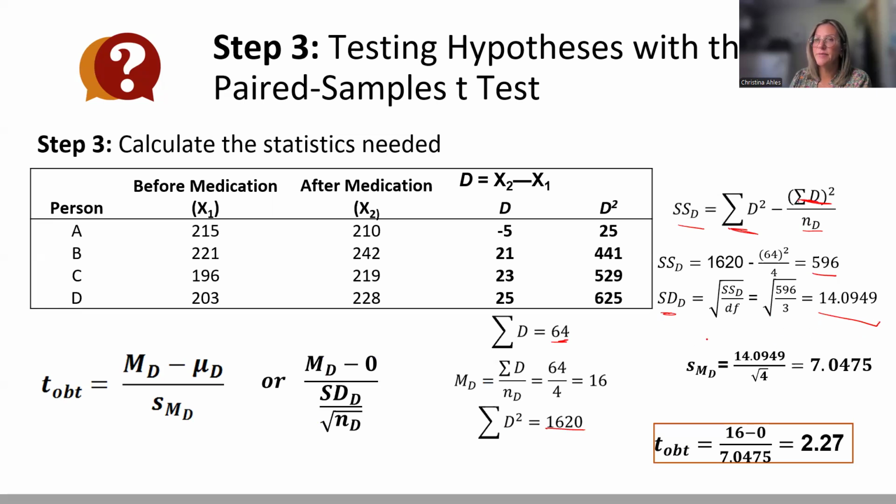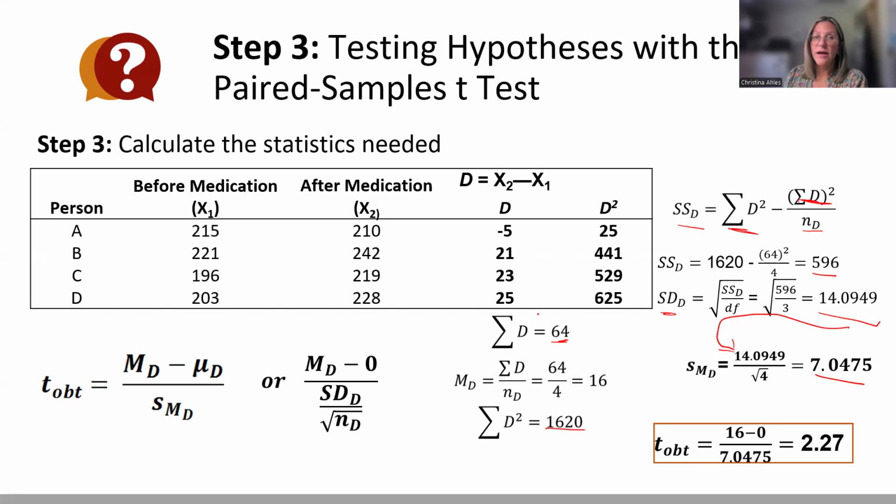Last step is to put this into our error equation, our estimated standard error of the differences, divide by the square root of 4. Our error is pretty large, 7.0475. Basically meaning that on average, the sample had an error of about 7.05 points. Like everything, there was an error of that amount.